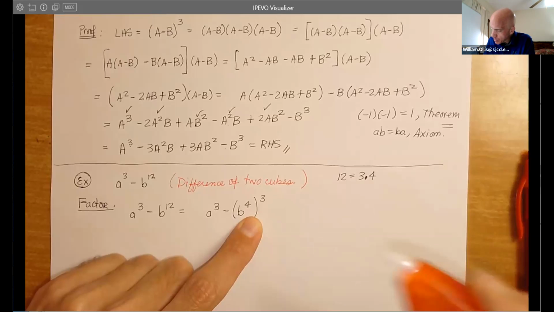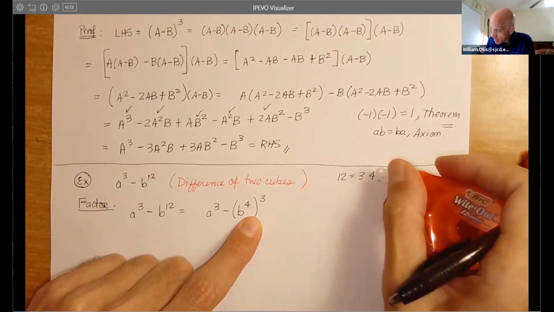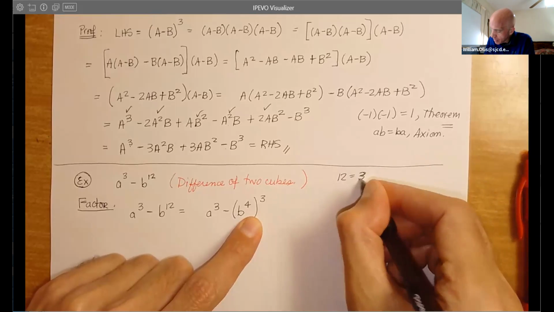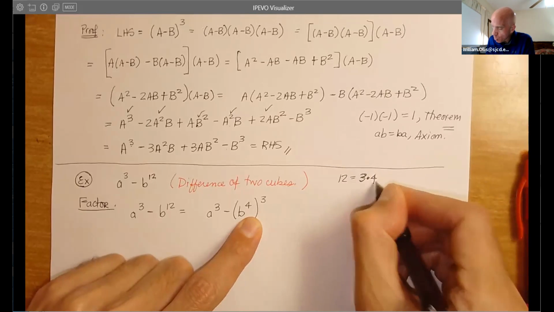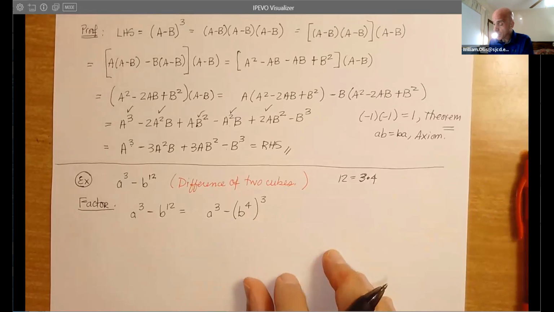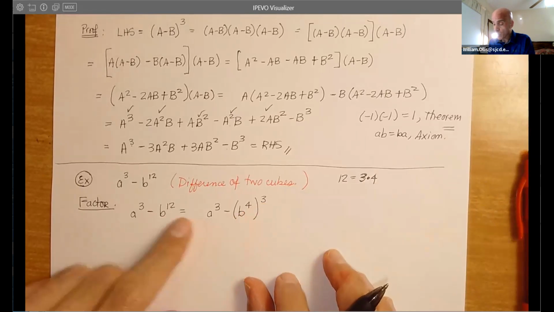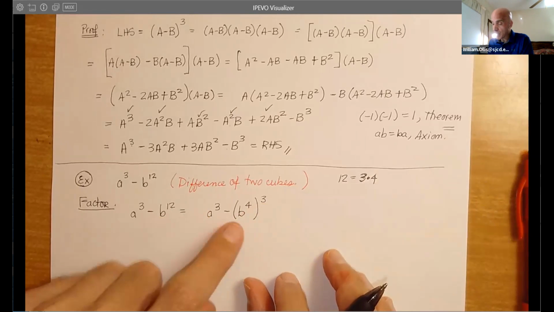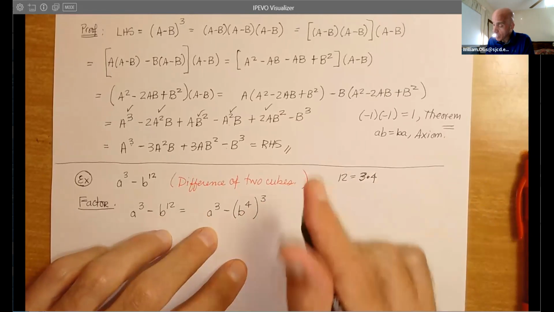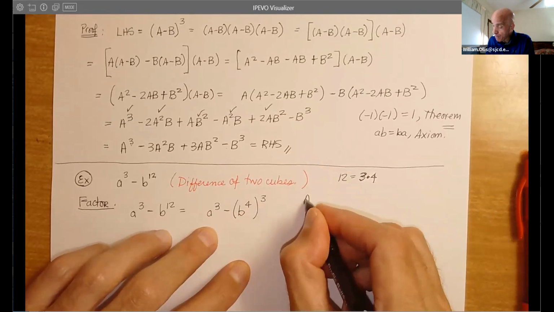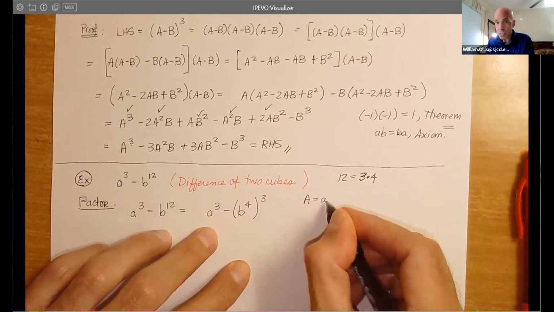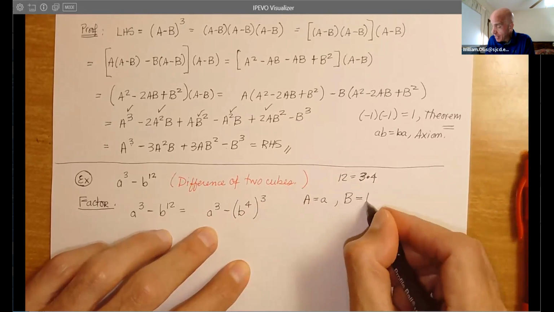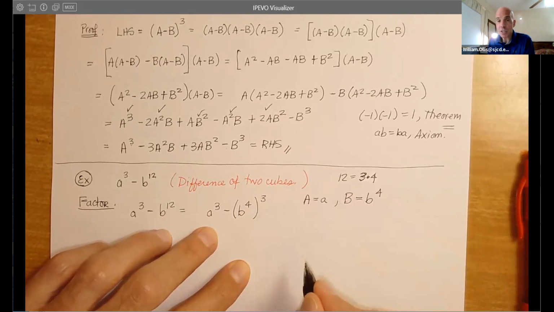Here, let me put that up so it looks like a times instead of a decimal. 3 times 4. So we can use the laws of exponents here, 3 times 4, to rewrite the b to the 12th. And now we see we have the difference of two cubes. So we can use our formula to say that uppercase A is just lowercase a, and uppercase B is b to the fourth. And now we can use our formula.